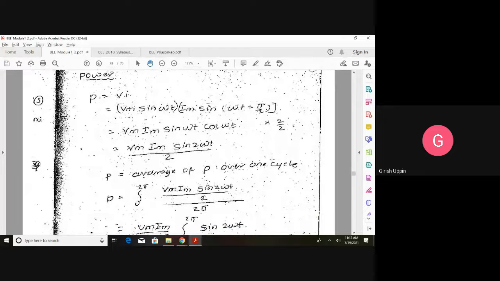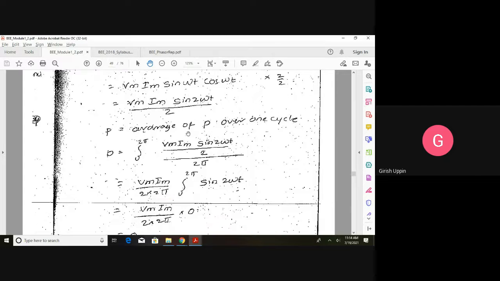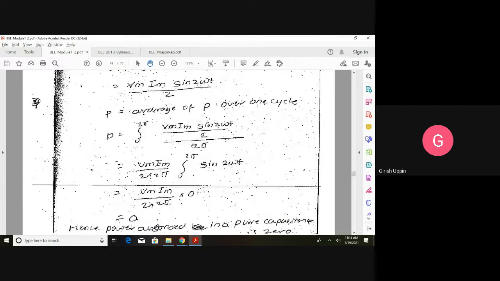Okay. Now power. What would be the power? Power consumed P is equal to V into I. V is Vm sin omega t. I is Im sin(omega t plus pi by 2), and this can be represented as cos omega t. After the simplification, we get it like this. And if you want the average power, integrate from 0 to 2 pi divided by 2 pi. If you simplify this, you get 0.